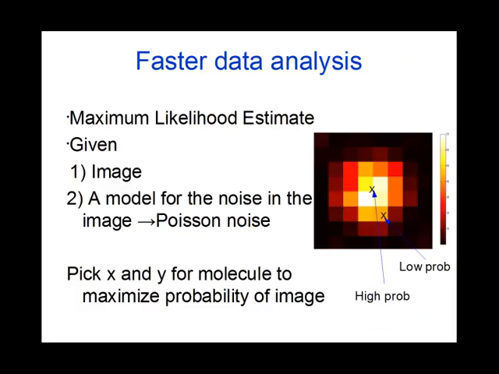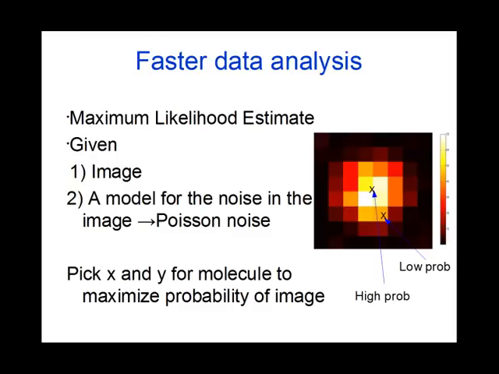Now, that's only half of the game. Figuring out whether it's 1 molecule or 2 molecules is the beginning of the process. Then you have to ask, given that we've accepted this image, where is it? Where is the molecule? And there are a number of different approaches for that.